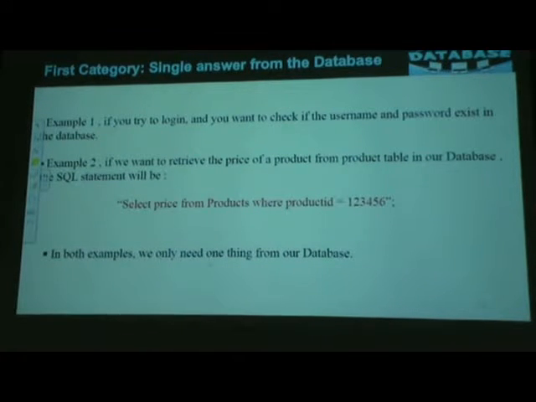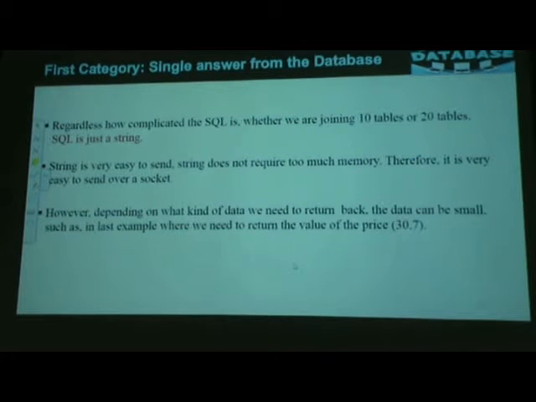In both examples, we only need one thing from our database. Regardless how complicated the SQL is, whether we are joining 10 tables or 20 tables, SQL is just a string. String is very easy to send. String doesn't require too much memory. Therefore, it is very easy to send over a socket.